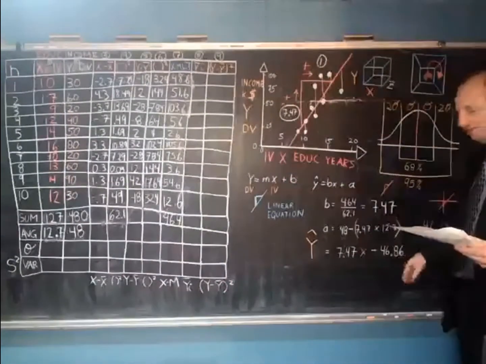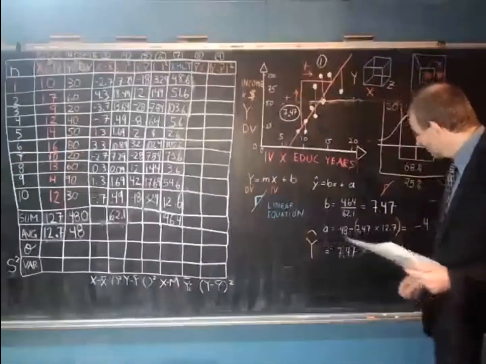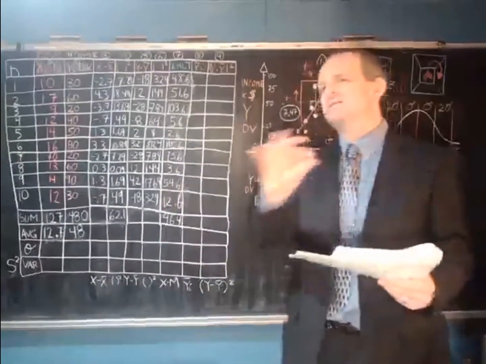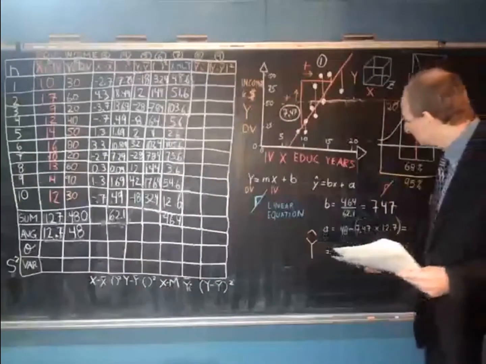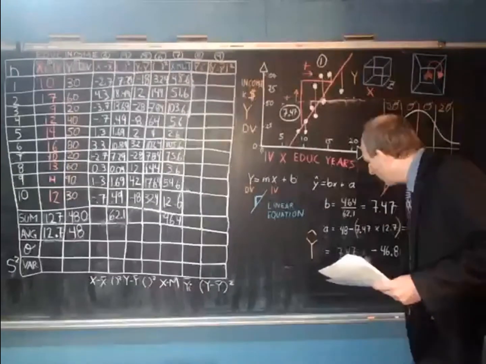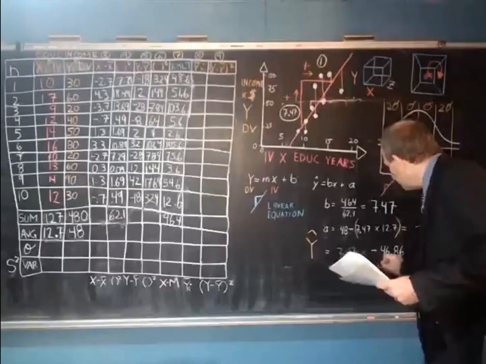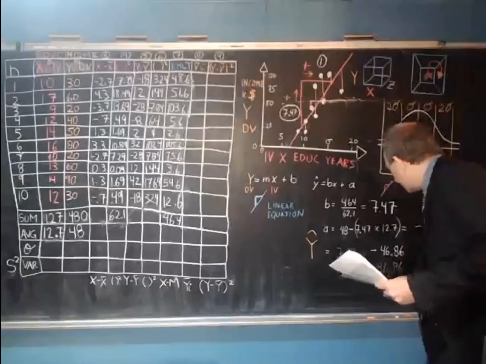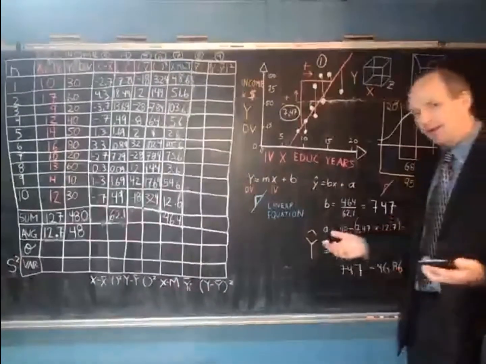Right? So let's make a prediction. Let's do a very simple one first. Let's imagine you're in school for 10 years. So 10 years is x, that's the independent variable. So 7.47 times 10 is going to be 74.7 minus 46.86 is equal to y hat. Y hat is how much money we're going to make. So we can just take a calculator and work that out. How much money am I going to make if I'm in school for 10 years?